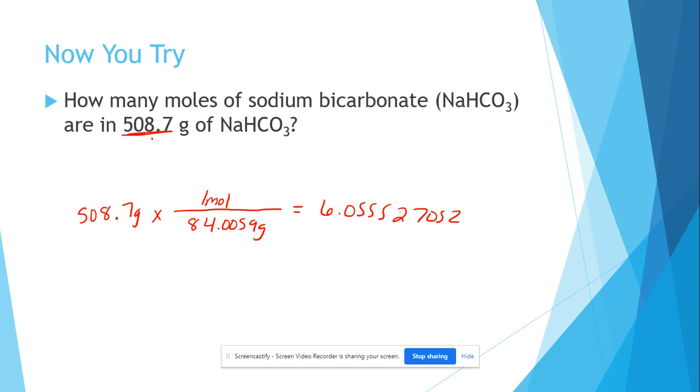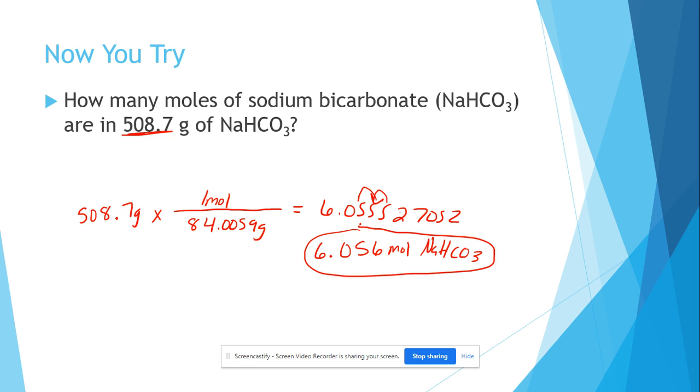Here you can have 4 sig figs, so we have to make sure my answer can have 4 sig figs. So 6.05, and then this 5 will round that one up to a 6. So here we have 4 sig figs. Don't forget your unit, moles of what compound? Sodium bicarbonate. Okay. So how did you guys do?